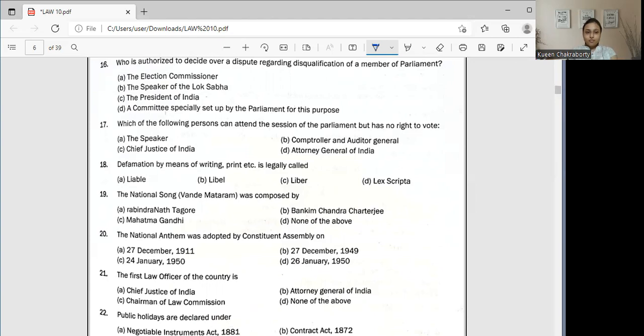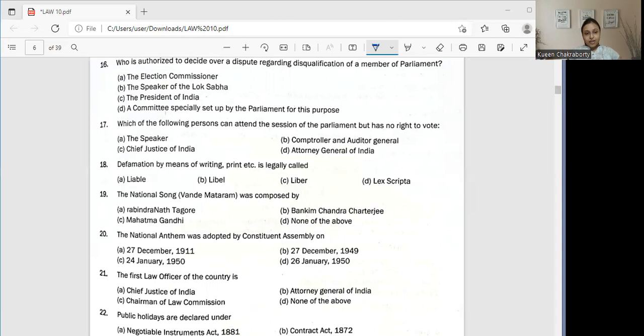So going by this question, question number 16, the correct answer is option number C. That is, who is authorized to decide over a dispute regarding disqualification of a member of parliament? It's not election commissioner, not speaker of Lok Sabha, not committee specially formed by parliament, but definitely it's option number C. That is the president of India.